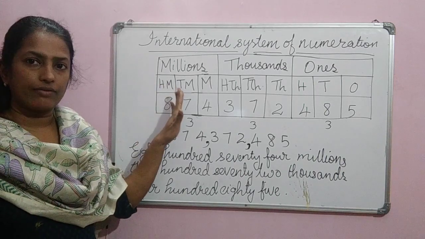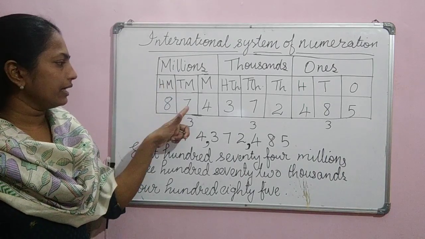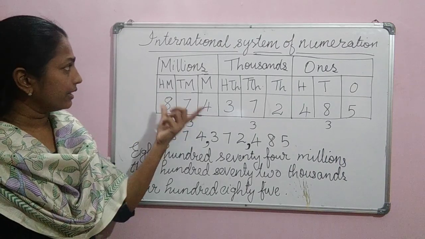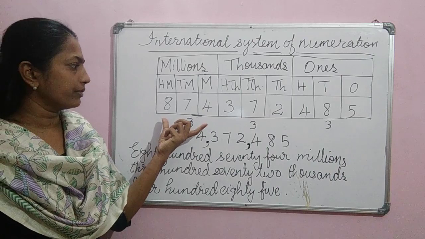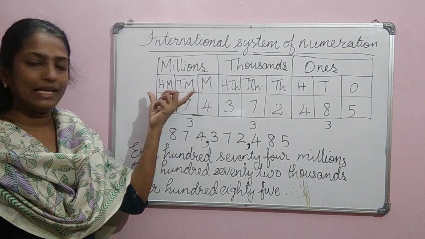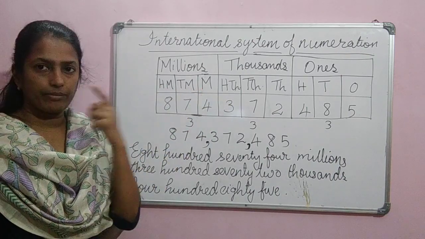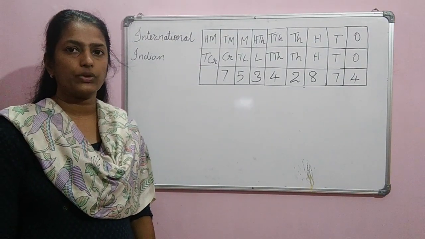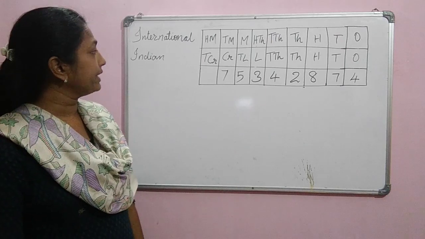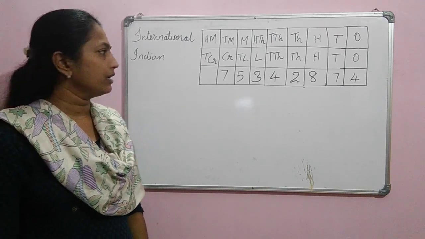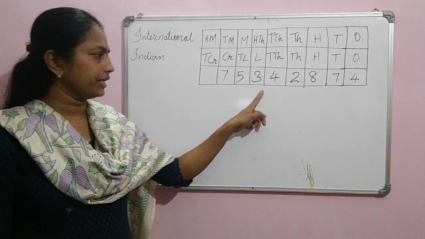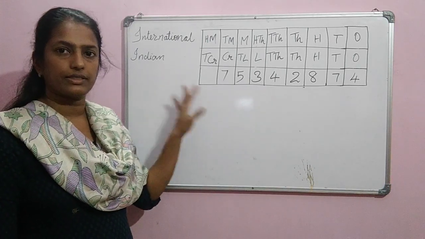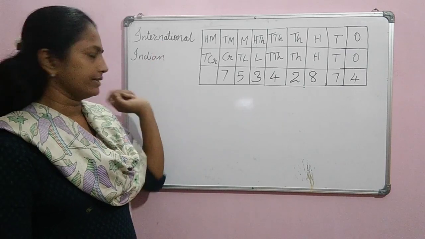And one thing we have to remember is, in Indian system there are lakhs and crores, and in international system of numeration we have millions. So remember that. Now let's see how to compare these two international and Indian systems. So here we have an 8-digit number, and let's see how do we write this number in both the systems.